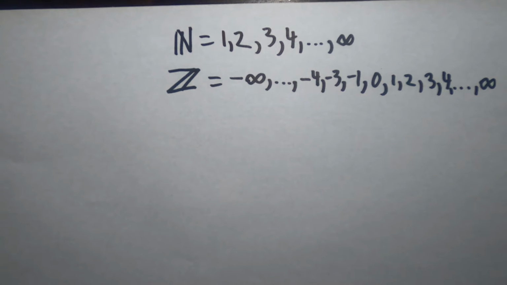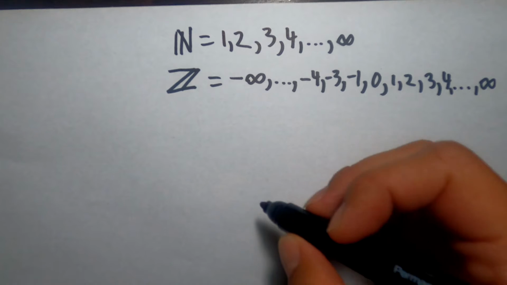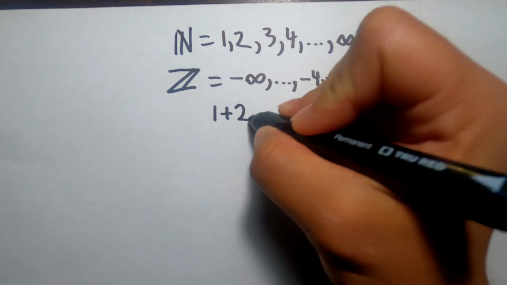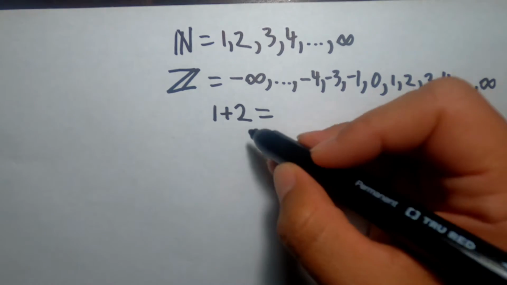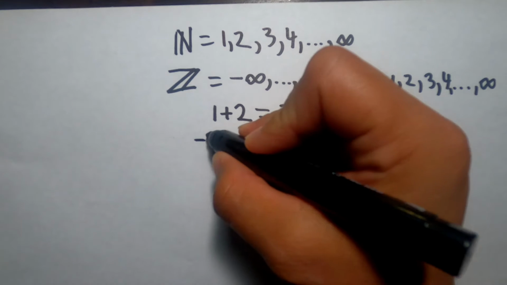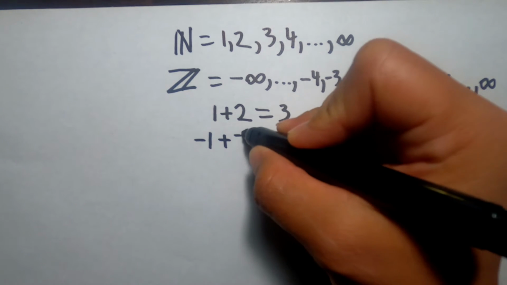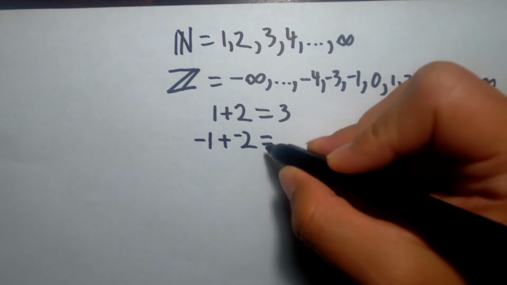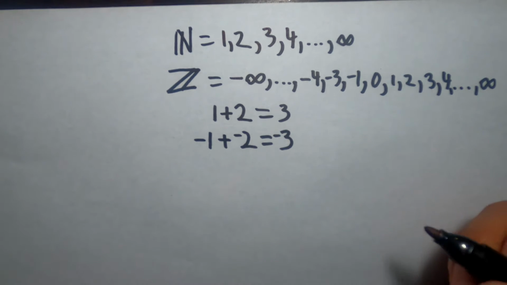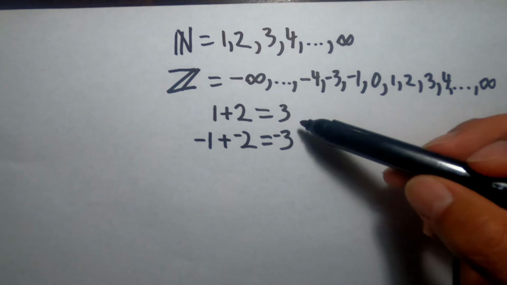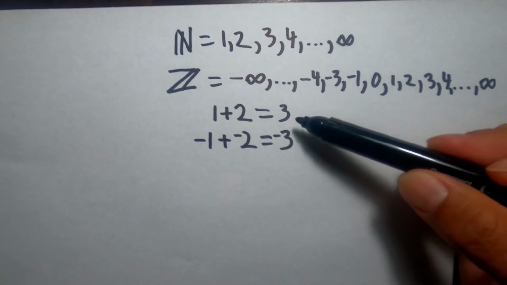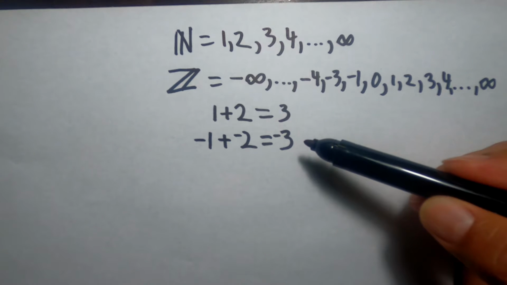So for example, let's do an easy one. Let's take 1 plus 2. 1 plus 2 is 3. Let's take -1 plus -2. And what does that mean? That's -3. However, though you work with them the same way, they have two different meanings.